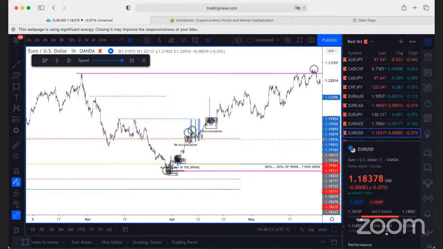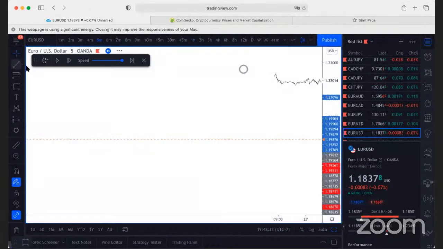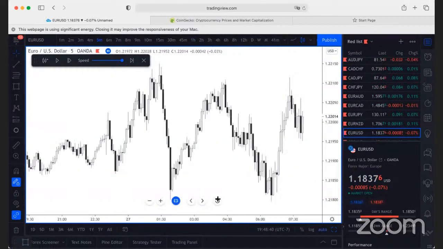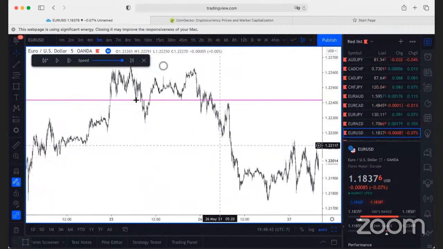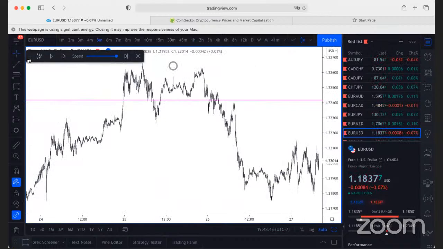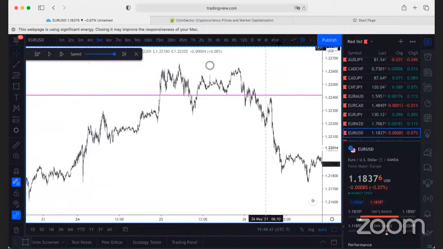Can we scale in? And we can go to the 5-minute. Damn, it's already right there. We can already see it.